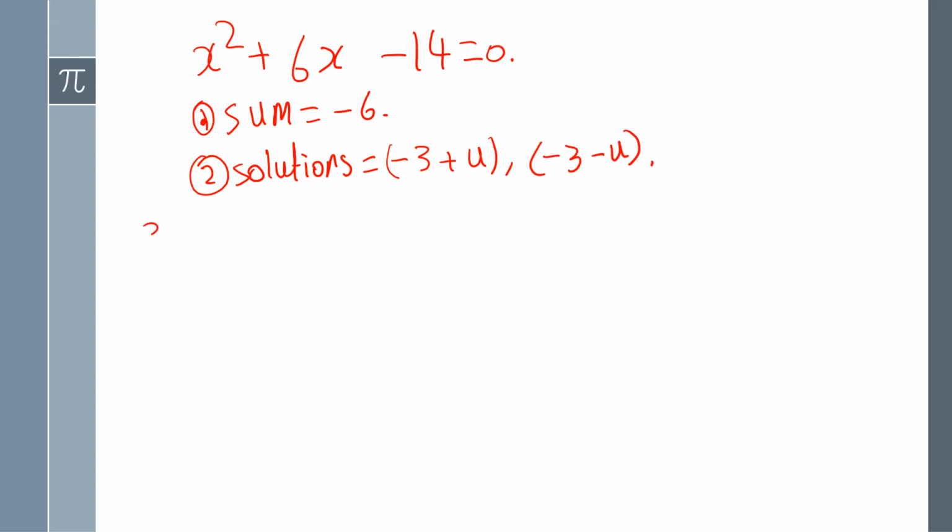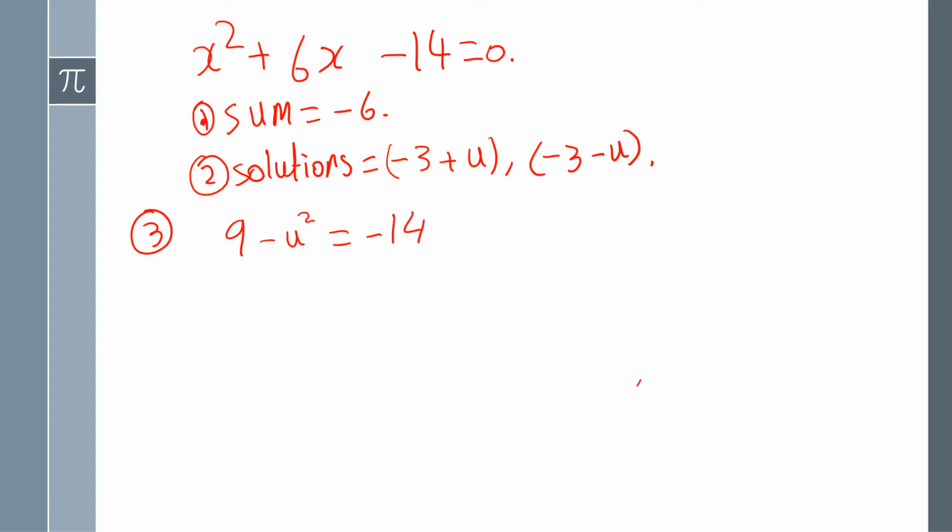Third step, you have to multiply the solutions by each other. So in this case, minus 3 times minus 3 is 9. Minus u times u is minus u squared. Now this is quite straightforward because minus 3 times minus u is plus 3u, and then u times minus 3 is minus 3u, and then they cancel each other out. That's why I multiplied minus 3 times minus 3, which is 9, and then u times minus u, which is minus u squared. Then you're going to equate 9 minus u squared to 14.